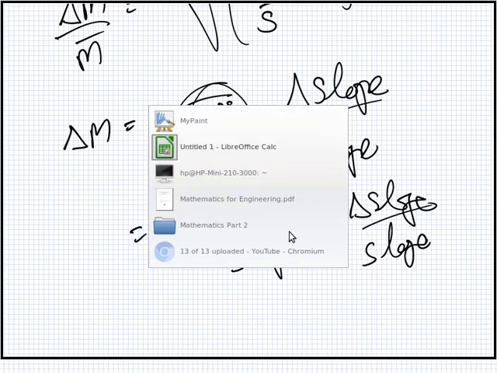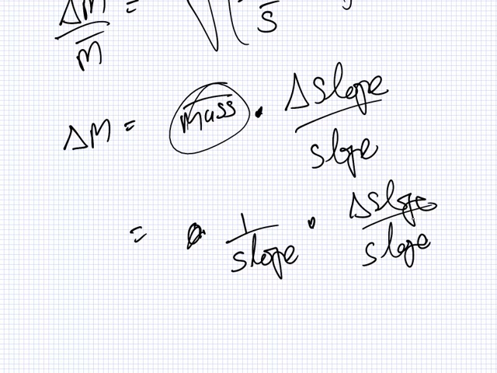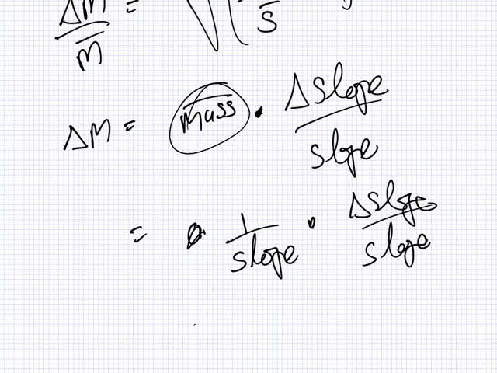So that will be here the uncertainty in the mass. Well, let me just write both down. Mass and uncertainty in the mass. Mass is 1 over the slope, and then the uncertainty is the uncertainty in the slope divided by the slope squared. So here I have 1.28 plus or minus 0.52.